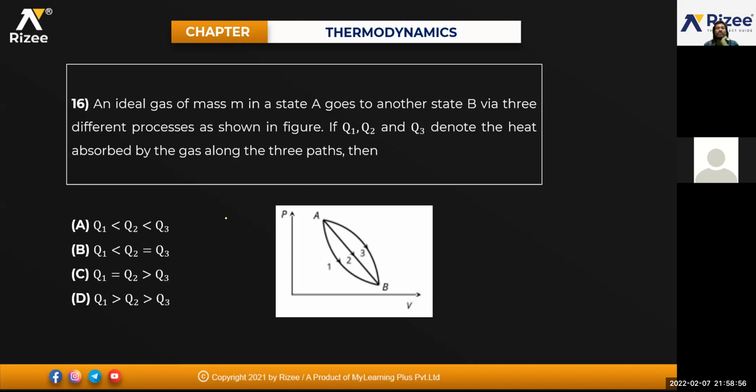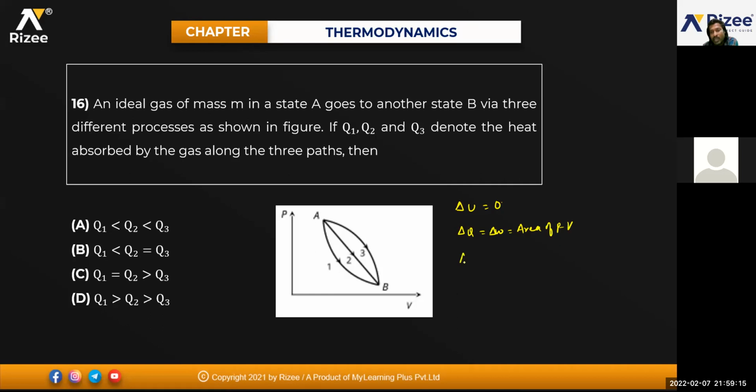Area under the PV graph will give me what? Heat absorbed. See, initial and final states are same in all the process, beta. So I can say that delta U will be equal to 0. From the first law of thermodynamics, I can say delta Q will be equal to delta W. That is nothing but the area of your PV graph.